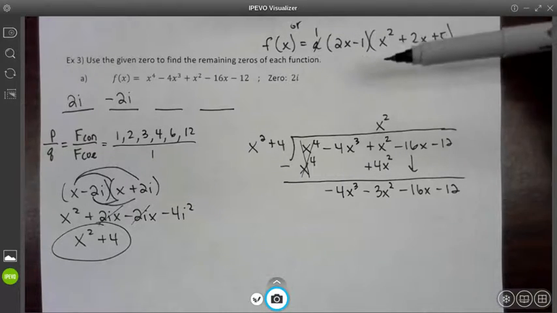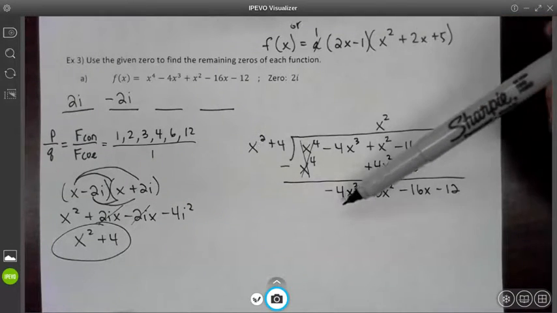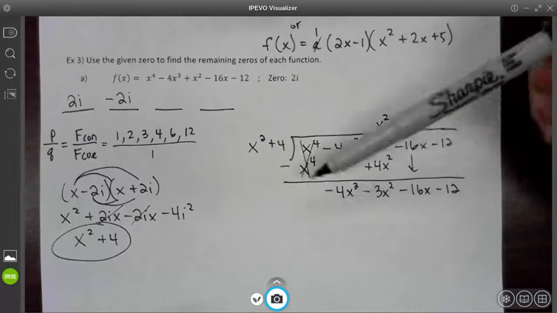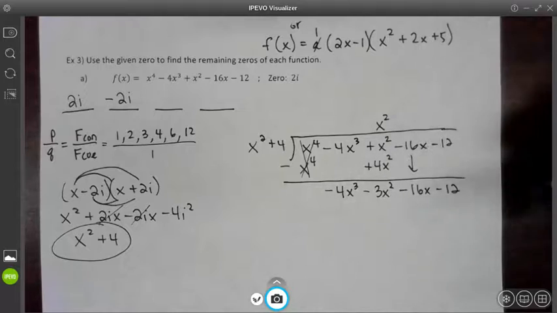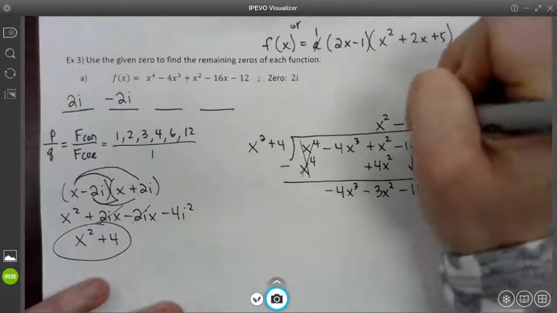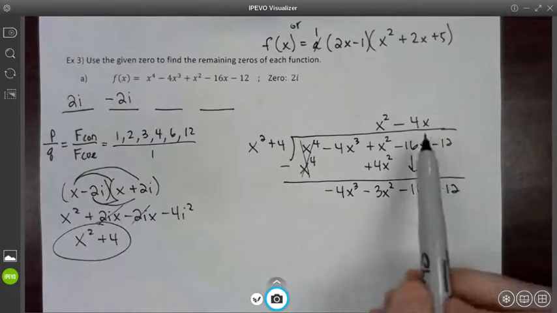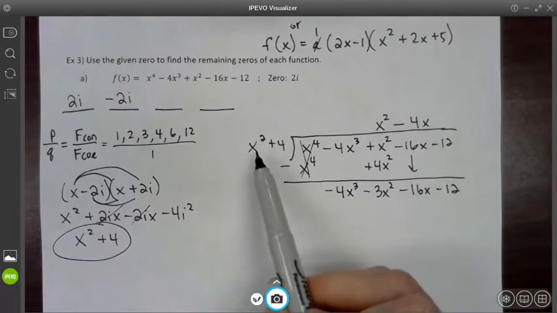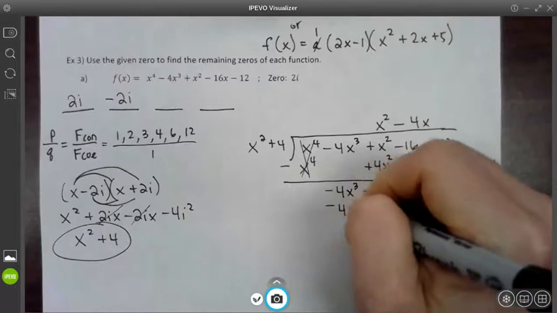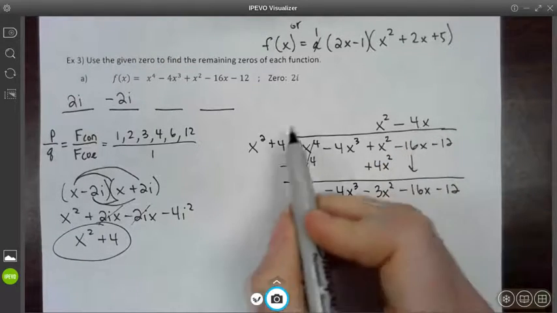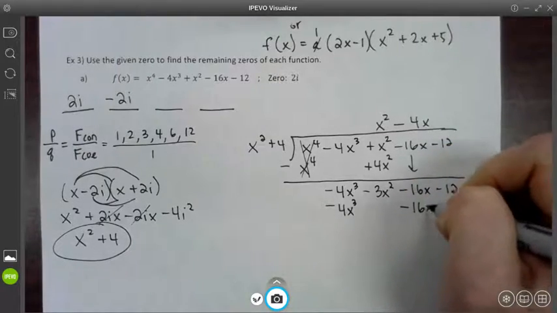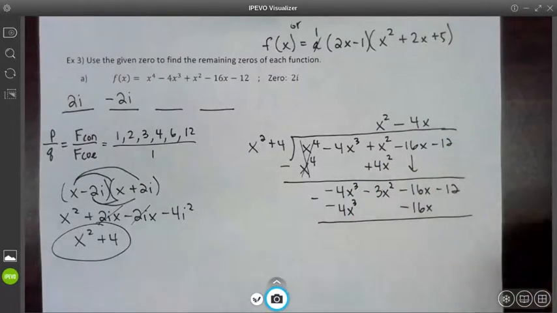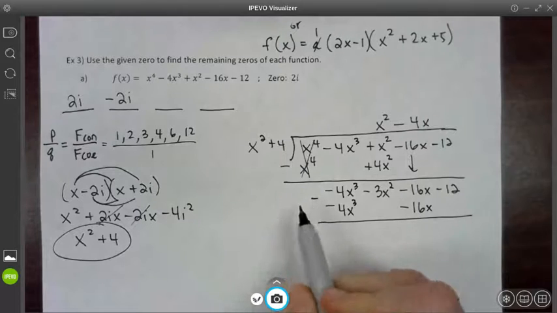All right, so now we divide. How many times does x squared go into negative 4x to the 3rd? Or x squared times what gets you negative 4x to the 3rd? A negative 4x. So now above your x's, we put negative 4x. All right, now we multiply. What's negative 4x times x squared? Negative 4x to the 3rd. Negative 4x times positive 4 is negative 16x. So line them up, and now we subtract, but pick up that subtraction every time.